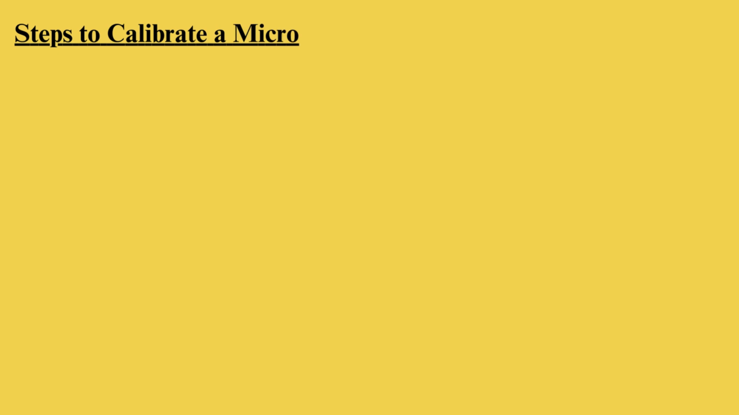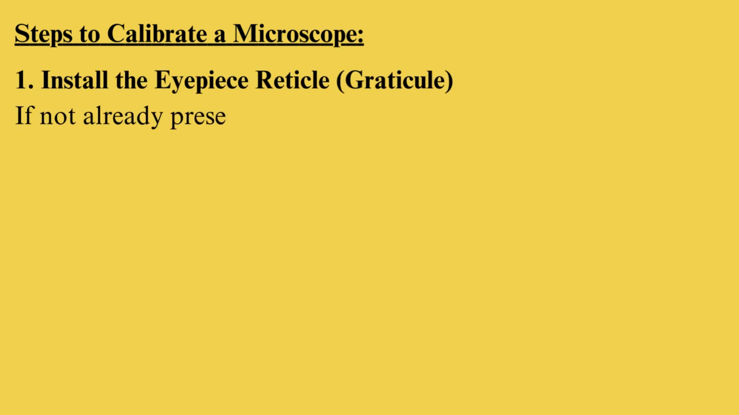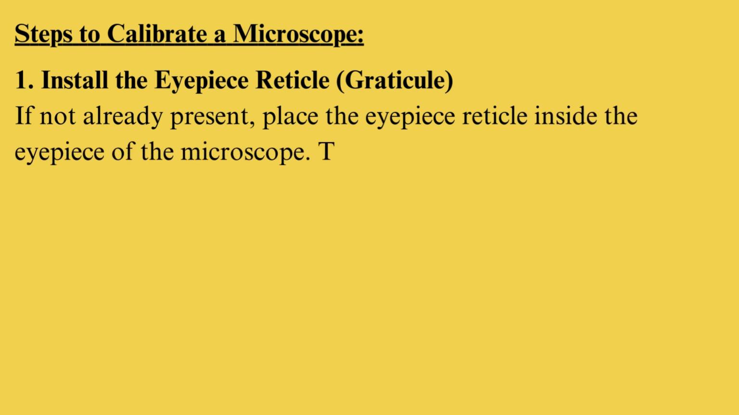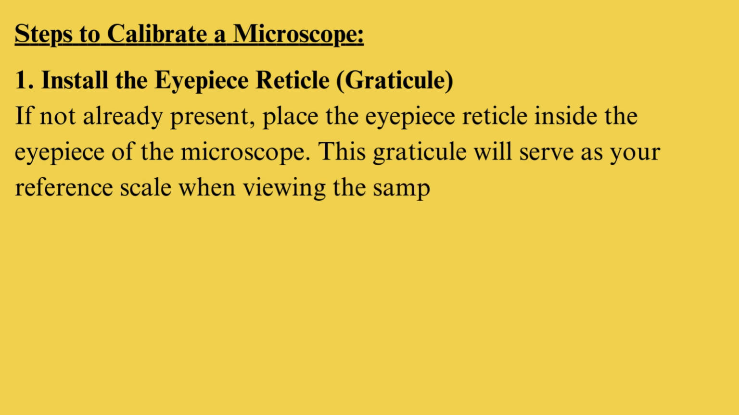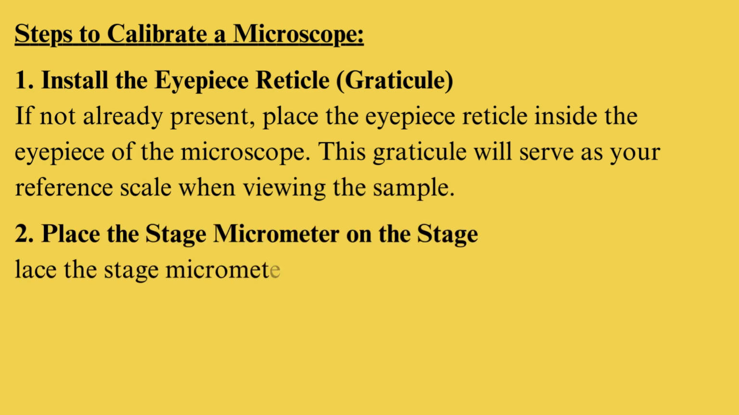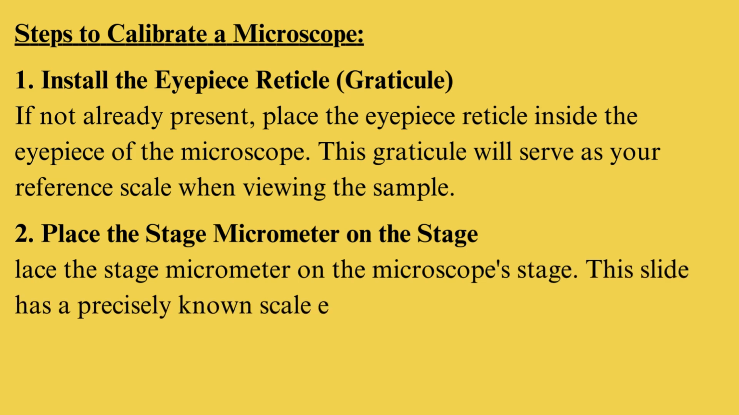Steps to calibrate a microscope: install the eyepiece reticle, graticule, if not already present. Place the eyepiece reticle inside the eyepiece of the microscope. This graticule will serve as your reference scale when viewing the sample. Place the stage micrometer on the stage. Place the stage micrometer on the microscope stage. This slide has a precisely known scale etched on it, typically in micrometers.